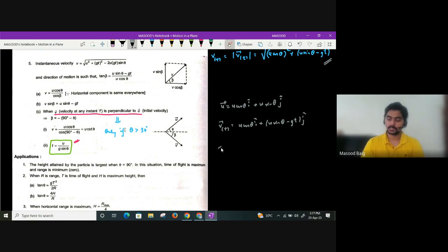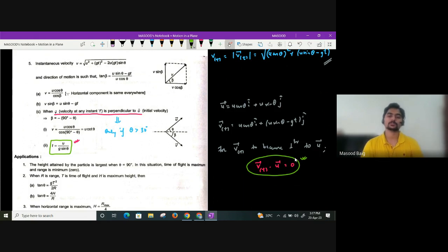So what are they asking? For velocity to become perpendicular to initial velocity, beta. Now, if two vectors are perpendicular to each other, what is the condition, beta? Their dot product, velocity at any instant and initial velocity, should be how much? 0. It's a very, very important condition again. If two vectors are perpendicular to each other, the dot product will be 0.